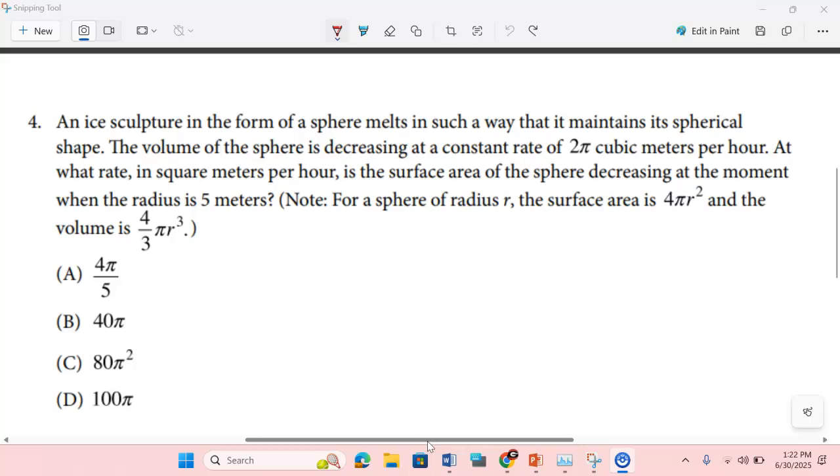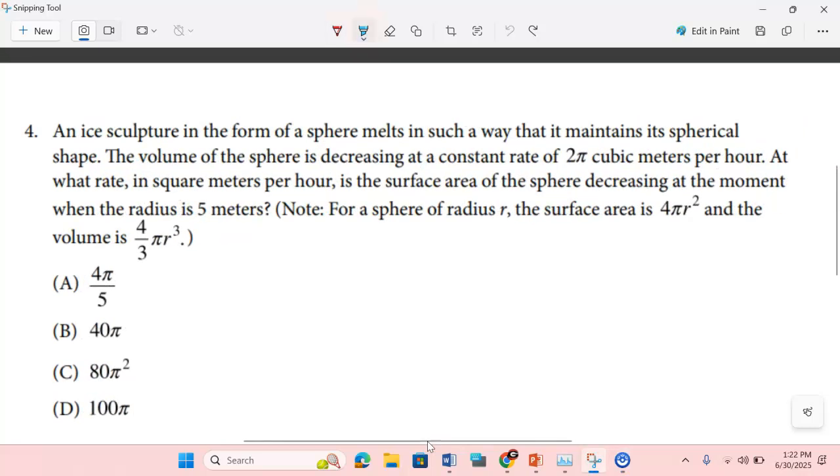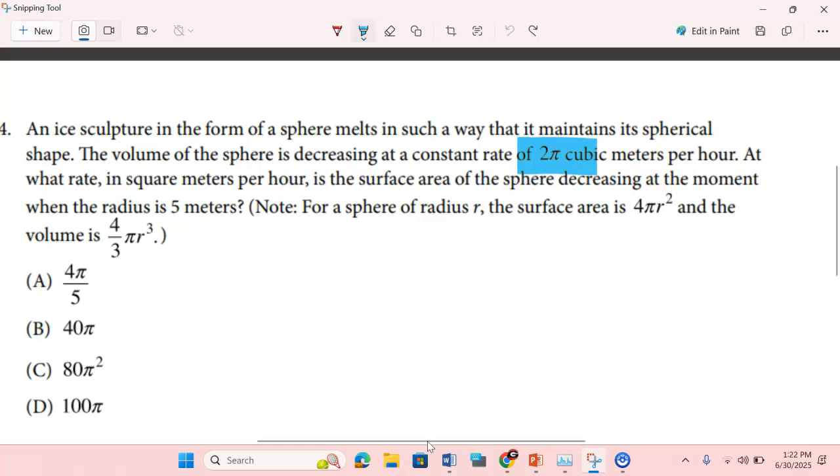Let's take a look. An ice sculpture in the form of a sphere melts in such a way that it maintains a spherical shape. It sounds like a related rate. The volume is decreasing at a constant rate of 2 pi cubic meters per hour. Okay, so we're going to need that. At what rate is the surface area decreasing when the radius is 5 meters?